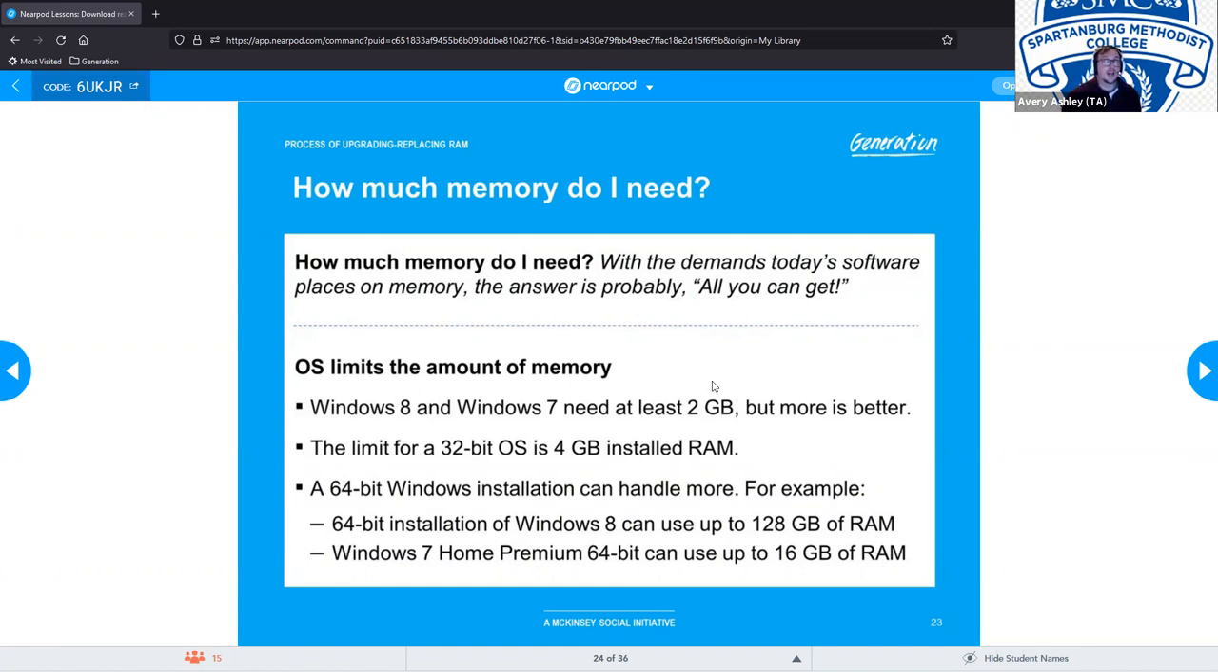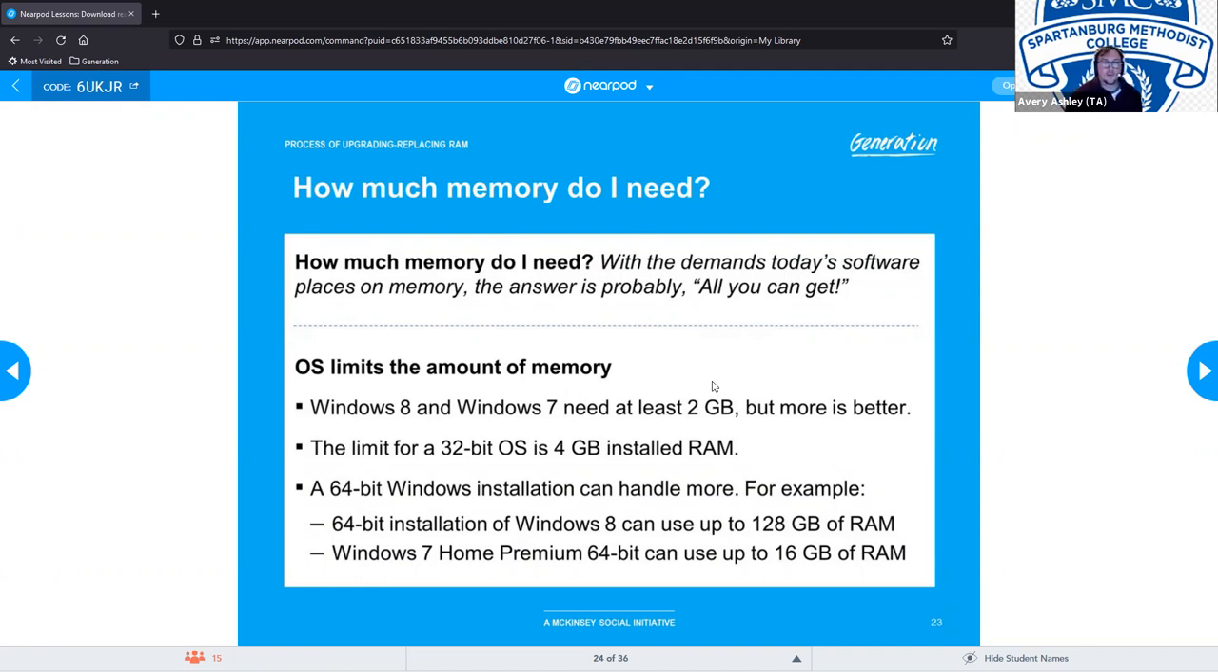But operating system or OS limitations are going to be, for a Windows 8 and Windows 7 system, you're going to need at least 2 gigabytes. Big B bytes, little B bits. You need at least 2 gigabytes, but more is obviously better. The limit for a 32-bit operating system is going to be 4 gigabytes of installed RAM.